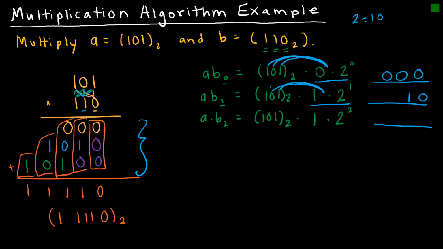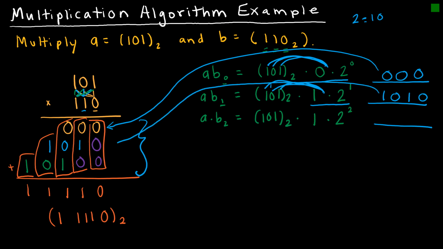That gives me a 1. And then I'm going to take 2 times 1, which is 2, but remember 2 is written as 1, 0. And so far we can see that this gives me 0, 0. This gives me 1, 0, 1, 0. And then looking at the last one, I've got 1 times 2 squared, or 1 times 4, which is 4.